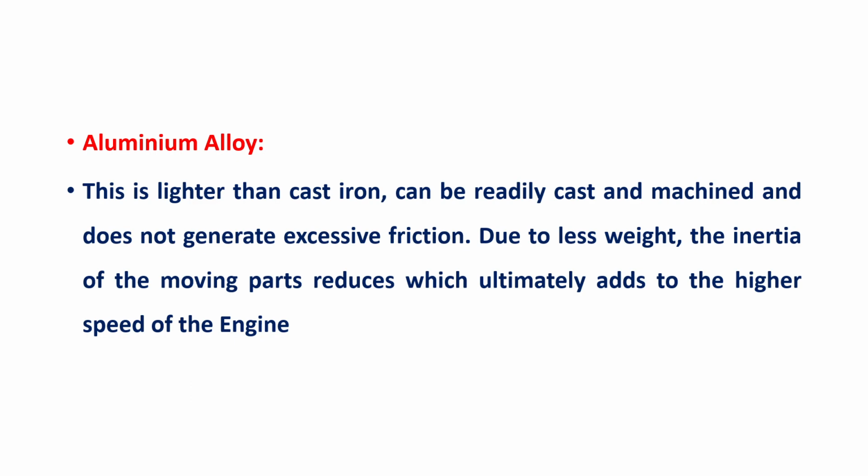Why is this? As we know very well, aluminium can be easily cast and machined, its friction is very low compared with cast iron, and it is also much lighter than cast iron. Since the weight is very low, the inertia of the moving parts is reduced. When the weight is reduced, you can have a higher engine speed.